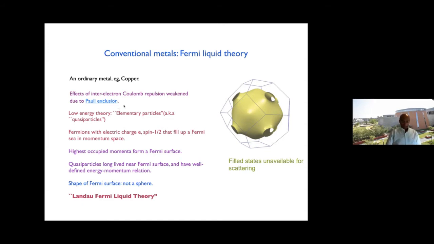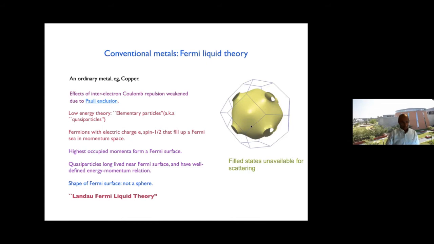Equivalently, one could think in momentum space, and as I'll discuss in a second, the important electrons in a metal like copper fill a Fermi sea, and low energy excitations only exist in the vicinity of this Fermi surface.